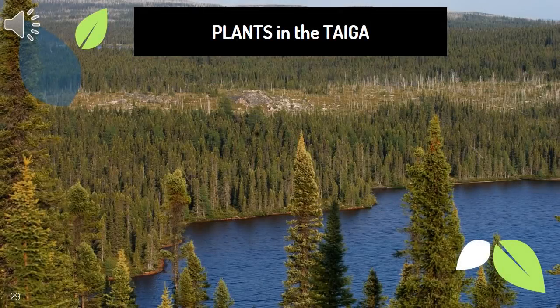So our next ecosystem would be the taiga, and we're going to talk about adaptations that the plants in the taiga have to have in order to survive the cooler temperatures and the large amounts of snow that are often common in the taiga.